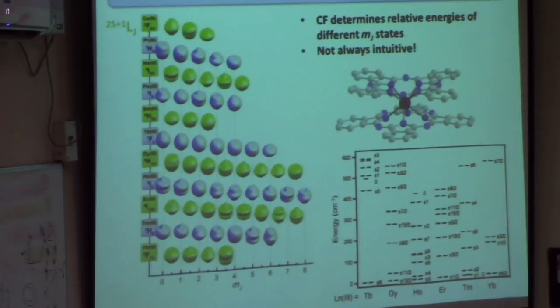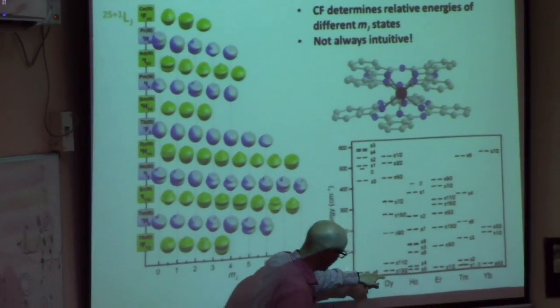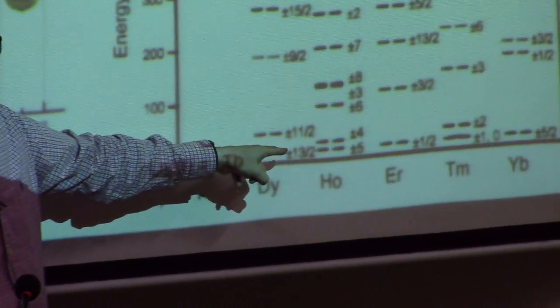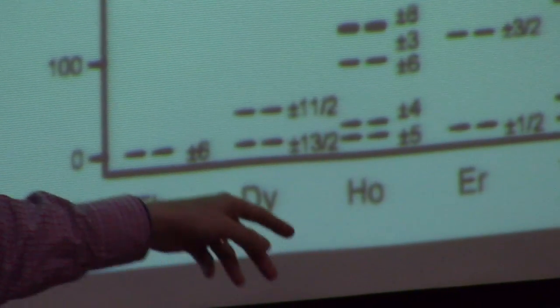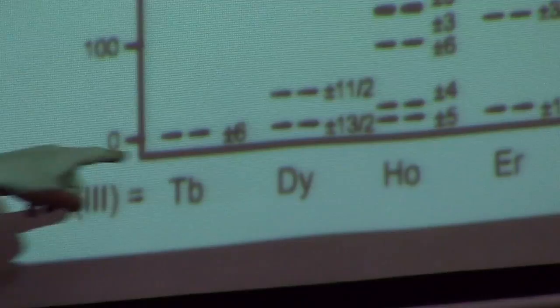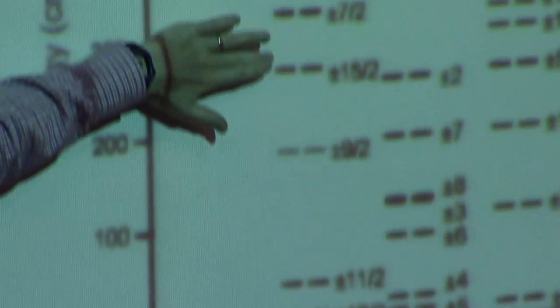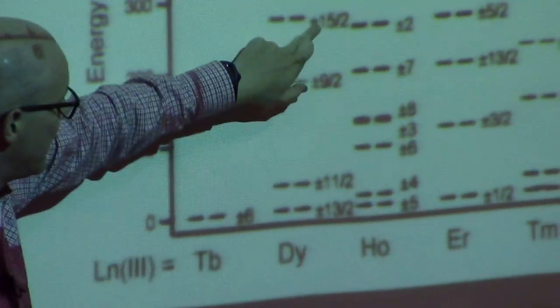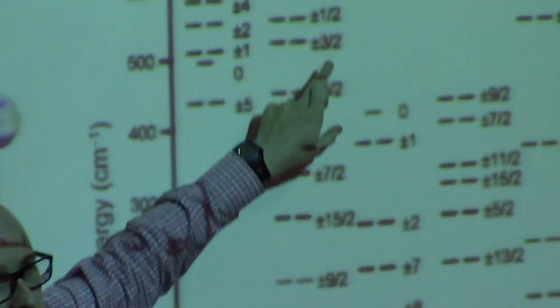If we move now to look at dysprosium, which I've told you about in lots of detail, with dysprosium, I'm not sure if you can see this very clearly or not, the ground state is defined by 13/2, not by 15/2, which is what you would ideally want. Okay? 15/2 is actually here, about halfway up the scale. 13/2, then 11, then 9, then 15, then 7, 5, 3, and 1.